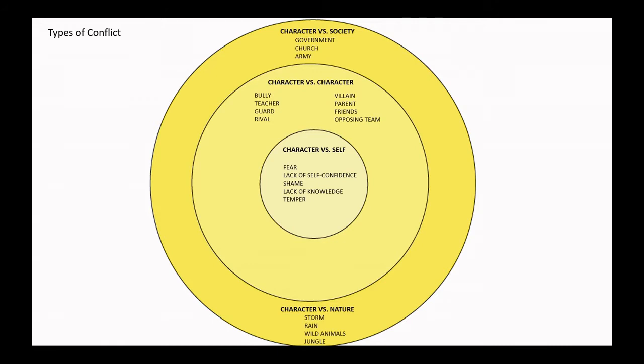And while we're at it, we can also look at a couple of other sources. These depend on the type of story you have, because it can be character versus technology, character versus the supernatural, maybe even character versus aliens. So again, depending on the genre of your story, that outer circle can have a lot of different types of obstacles in it.